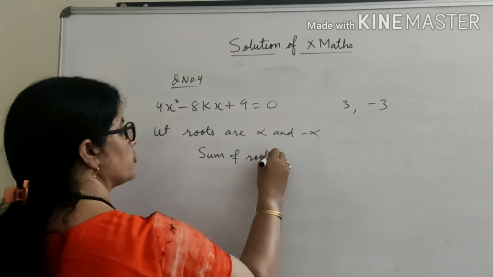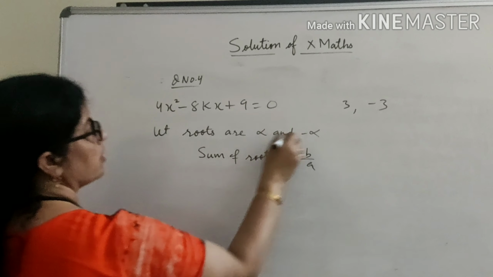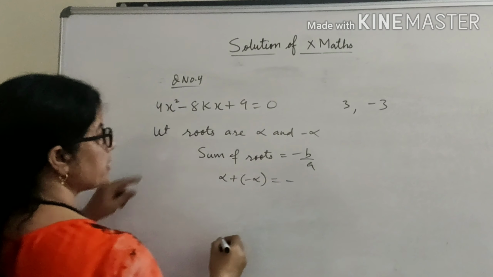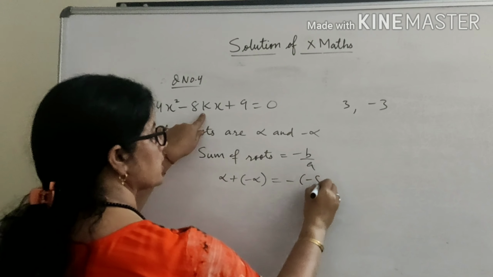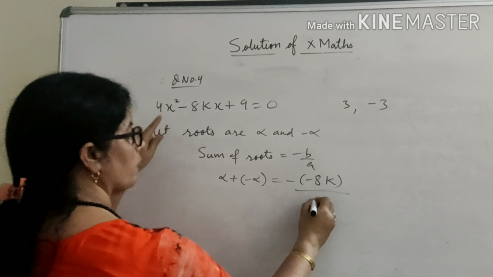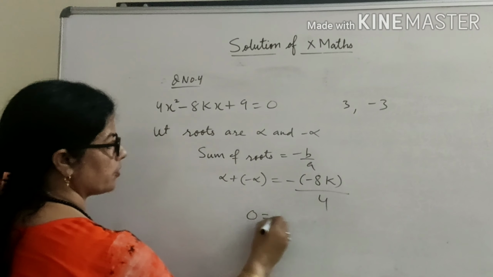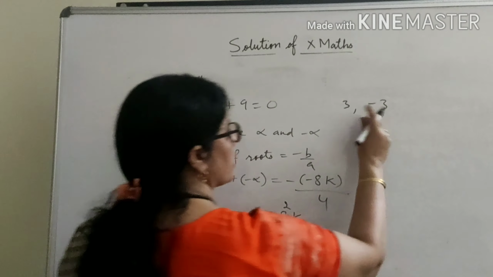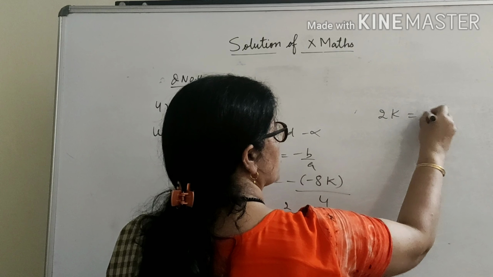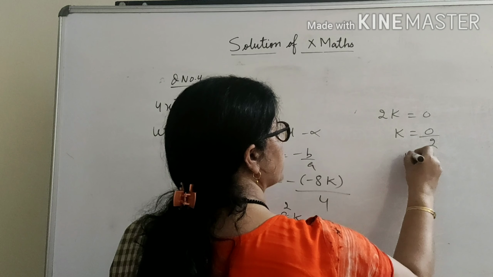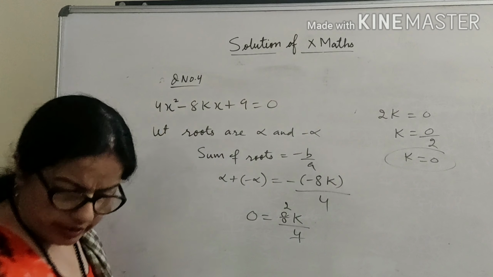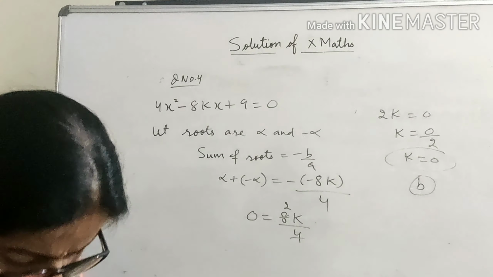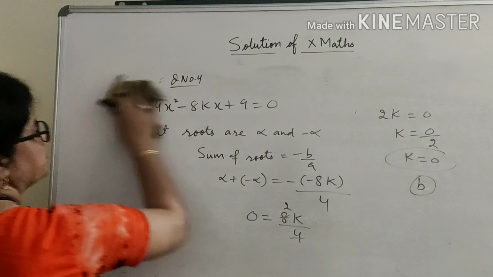Sum of roots is equal to minus b by a, means alpha plus minus alpha, minus this minus as it is. What is b here? Minus 8k. And what is a? 4. Alpha minus alpha is 0, minus minus plus, 4 2s are, means 2k is equal to 0. So k is equal to 0 by 2, that is 0. This is the right answer. k is equal to 0. That is, option B is the right answer. Now next question number 5.